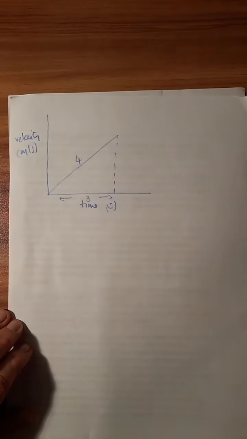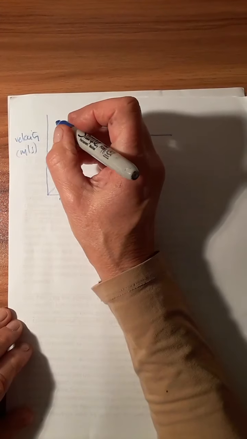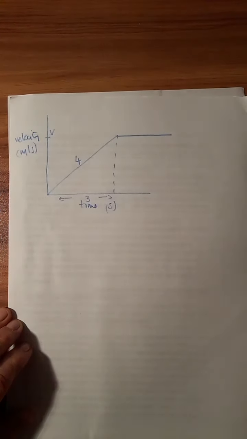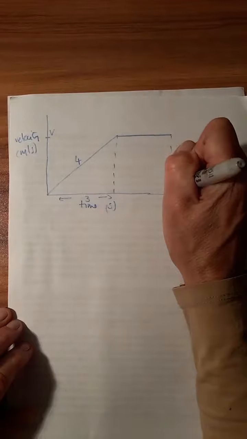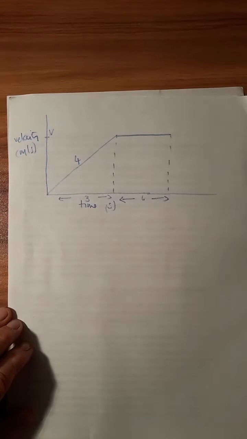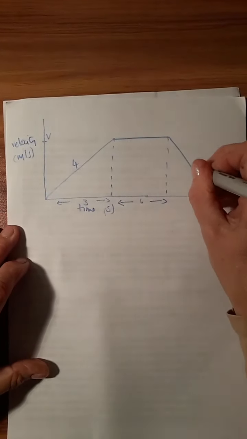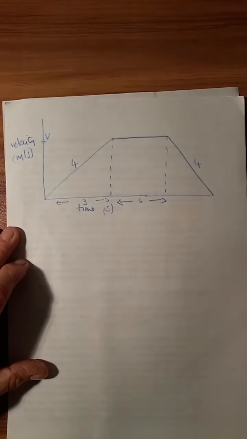It then maintains a uniform velocity for 6 seconds. So it stays at constant velocity. It doesn't say what it accelerates to, so I'm just going to call that V for the time being. It maintains a uniform velocity for 6 seconds. So that time from there to there is 6. And then it's brought to rest again in a time of 4 seconds by uniform retardation. So down it comes here, back to rest again, and the retardation is 4 again.